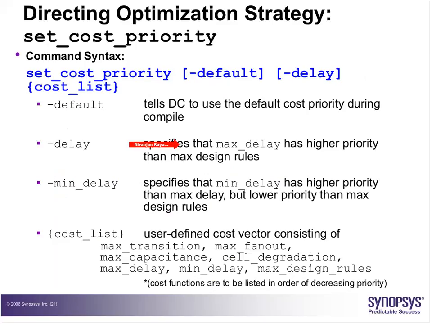Delay means max delay has higher priority than max design rule. You could actually try and use this. Let's say your design has timing violations and it needs DRC, you can try doing it the other way around. You can set cost priority minus delay and see if your design has better timing. Again, specify that min delay has higher priority than max delay but lower priority than max design rule.